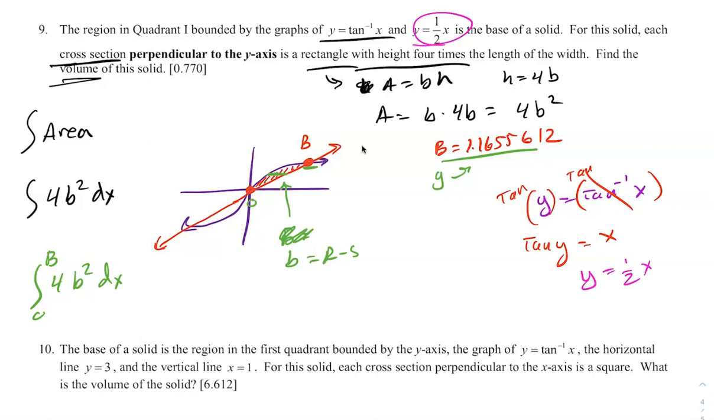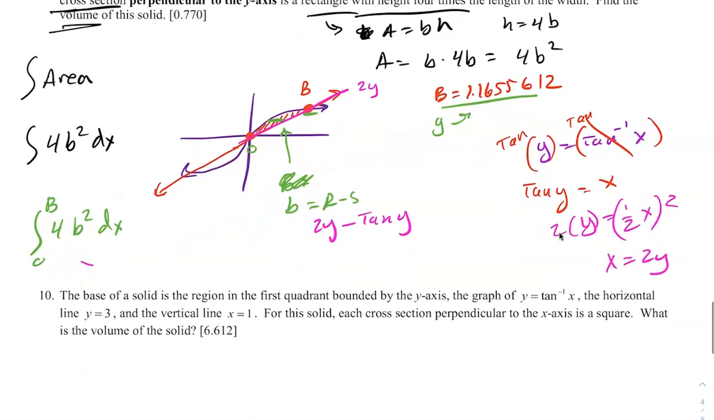If you're trying to get x by itself, you just multiply everything by 2. So x equals 2y. So that's this line here. So that's the right side. Right side's 2y. The left side is going to be tan of y. So my equation now becomes from 0 to b.